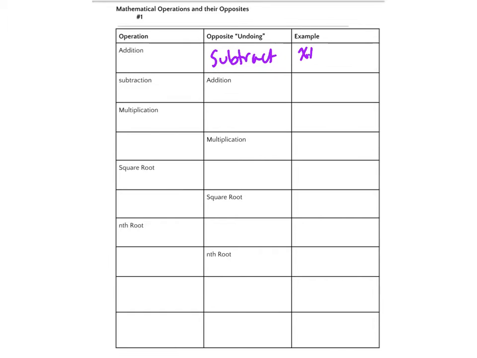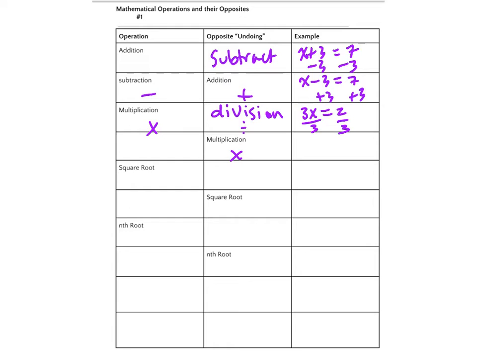So if you have like x plus 3 equals 7, you would subtract. Here you have subtraction, so you need addition. So x minus 3, this is like our first example, you would add. Okay, so to undo multiplication, you need division. So for example, 3x equals 2, I would divide. If you have division, you need multiplication. So this is like for rationals.